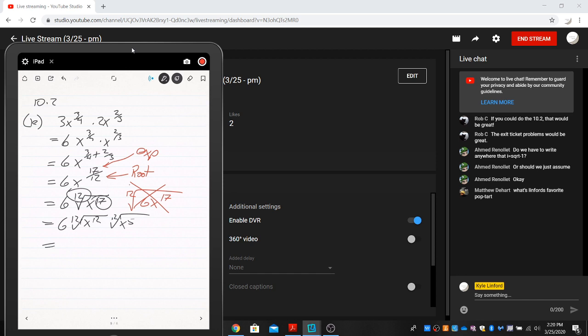So the 12th root of x to the 12 is x. And then the 12th root of x to the 5th, well, that doesn't simplify. But that should be our final answer. We have 6x times the 12th root of x to the 5th. So that was problem 1 for the exit ticket.